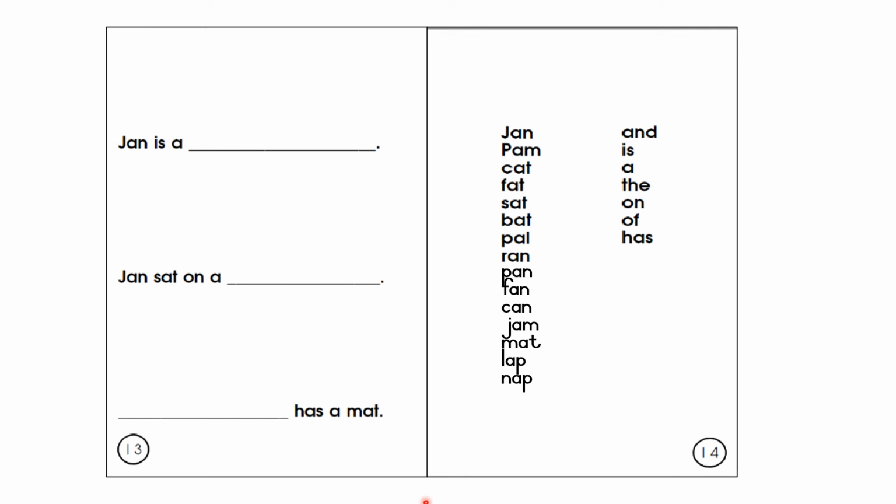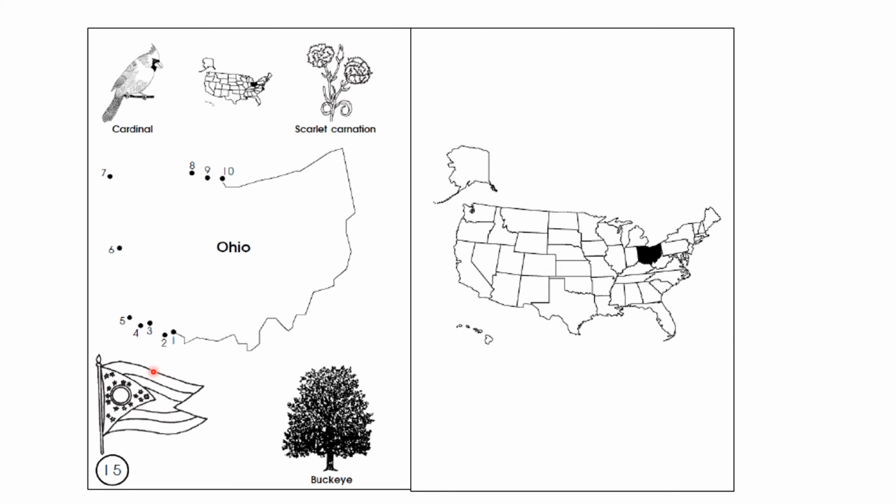Okay, and the next page, we have page 15, and here is a very interesting thing which will be good for you to practice your numbers. So you will start at the number 1, and after 1 is 2, so you connect it. 3, 4, 5, 6, 7, 8, 9, 10, and you've connected the map of Ohio.